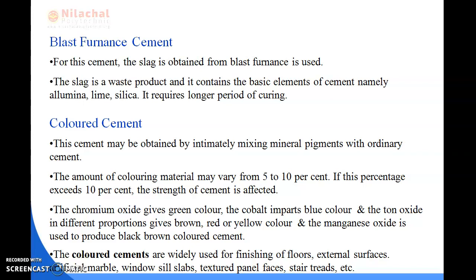Chromium oxide gives green color, cobalt imparts blue color, and tin oxide in different proportions gives brown, red or yellow color, and magnesium oxide is used to produce black brown colored cement. And the last point: colored cements are widely used for finishing of floors, external surfaces, artificial marble, window sill slabs, textured panel faces, stairs, treads.